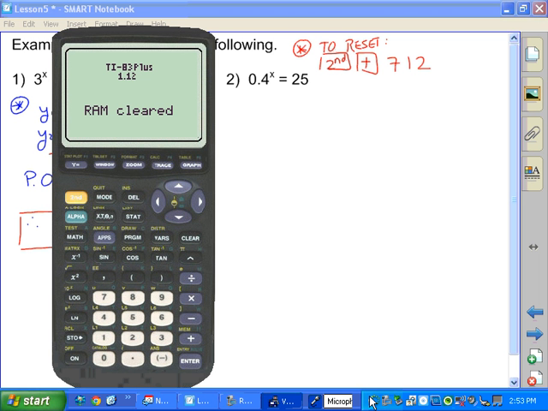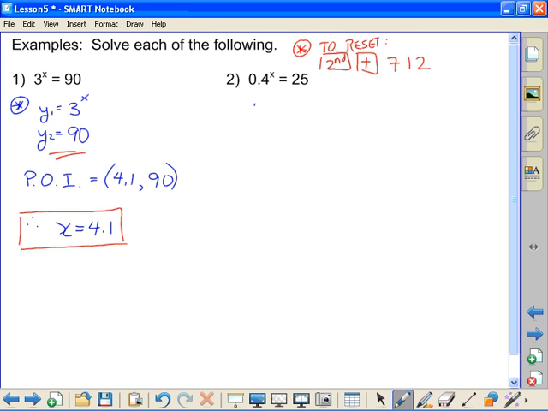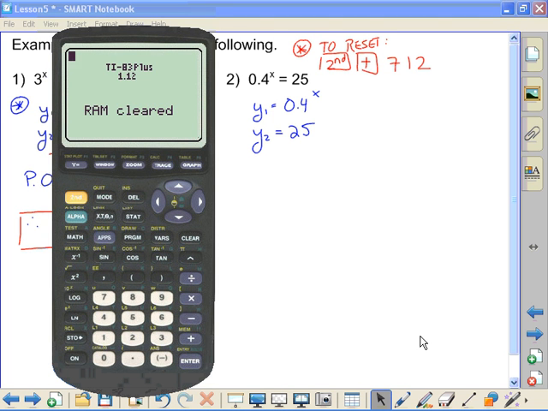Okay, so bringing my calculator back up. Step 1, break the equation into 2 parts. My first equation is going to be 0.4 to the exponent x. My second equation is going to be 25. So those are the 2 equations I'm going to enter in. I go to my equation editor, I put 0.4x in, I put the 25 in.